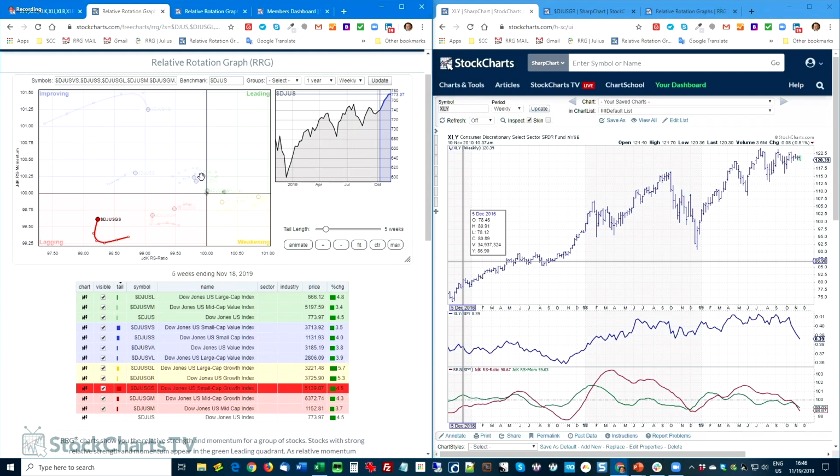And this is how you can play around with RRG and make up your mind based on a separation in growth versus value, and that's broken down into the various size indexes.